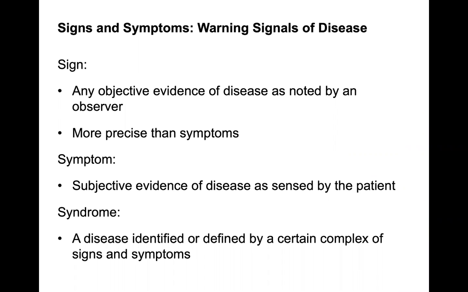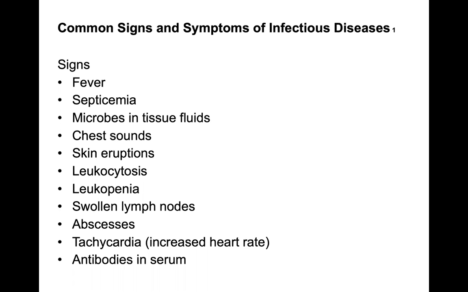When we look at these infections, we look at typically signs and symptoms. A sign is any objective evidence of disease as noted by the observer, more precise than symptoms. A symptom, this is subjective evidence of disease as sensed by the patient. Syndrome, this is a disease that's identified or defined by a certain complex of signs and symptoms. Common signs would be a fever, septicemia, microbes in tissue fluids, cloudiness of tissue fluids, chest sounds, skin eruptions, to name a few.